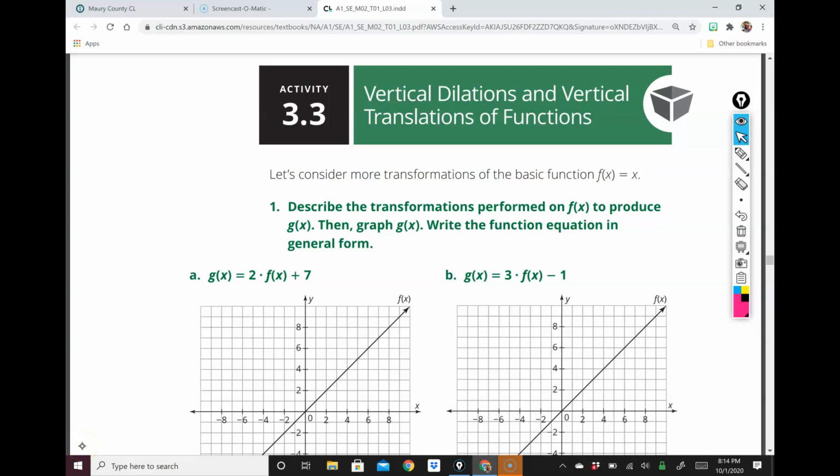Right, we're going to pick up with day 2, activity 3.3, vertical dilations and vertical translations of functions. Let's consider more transformations of the basic function f of x equals x. Number 1, describe the transformation performed on f of x to produce g of x, then graph g of x. Write the function equation in general form.